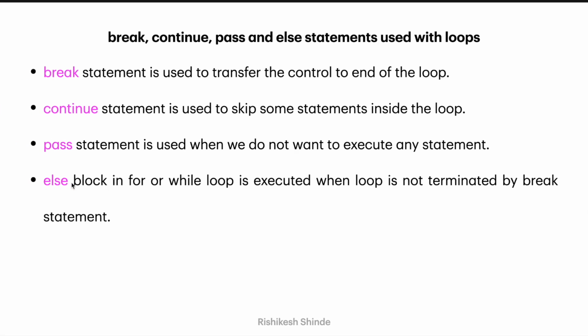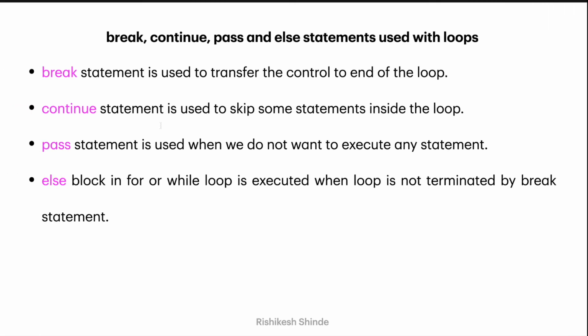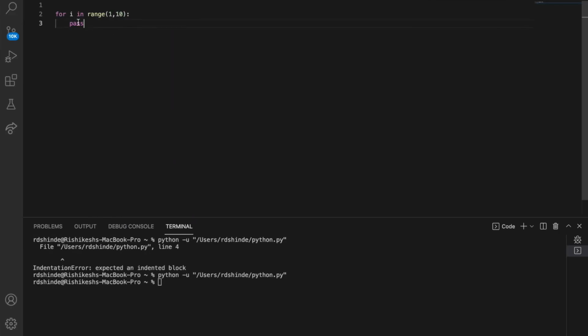Next one is the else block. What happens when we come out of the loop is that sometimes we want to execute some statements only when we come out of that loop. We generally use the else statement in a while loop, but we can use the else statement in both a for loop as well as a while loop. So let us see how we execute the else block.